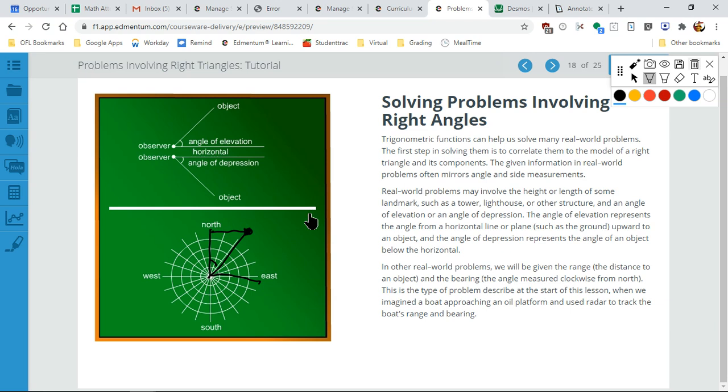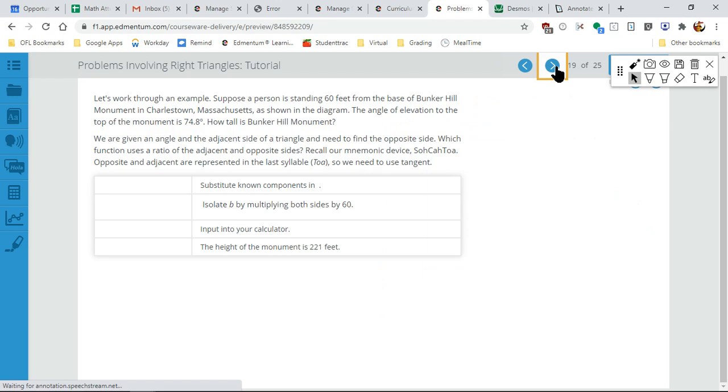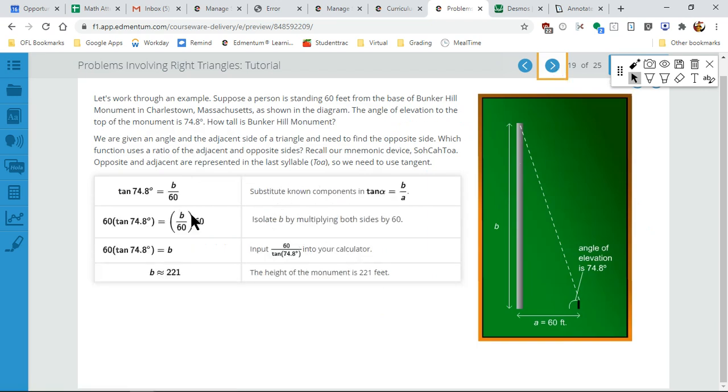So that's another way you can use trig in the real world, is triangles. Trig is big on triangles. This is trig, not algebra.